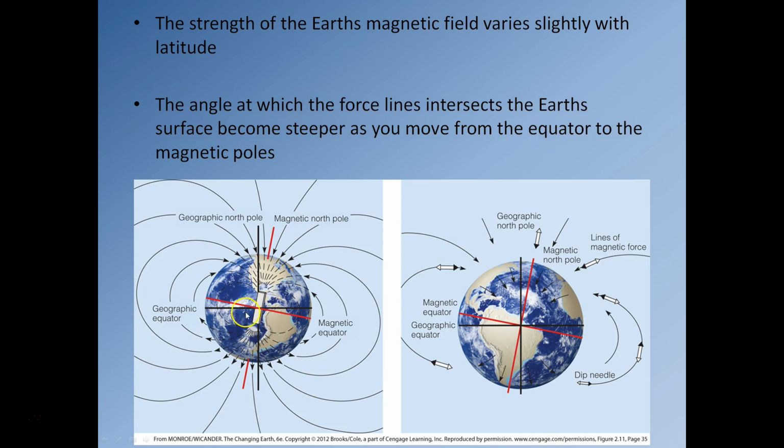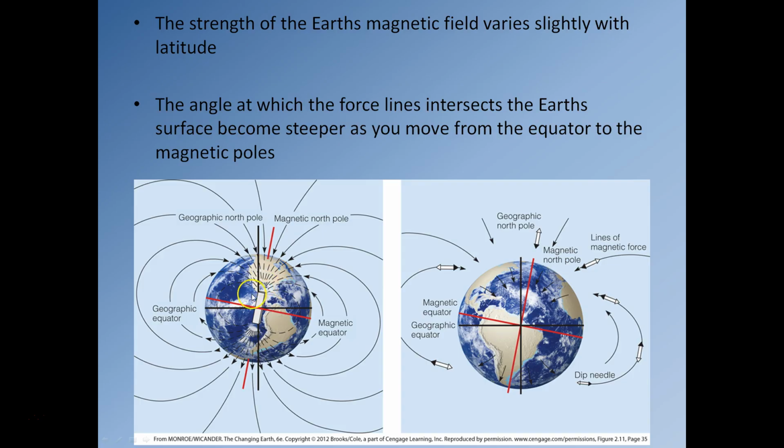So this is the basic idea. Here's the Earth, here's the Earth's magnetic field, just like a giant bar magnet. So we have the North Pole and the South Pole, and then we have these magnetic force lines that emanate from one pole, go all the way around, and then come back in at the other pole. Okay, so what we can see is two things.